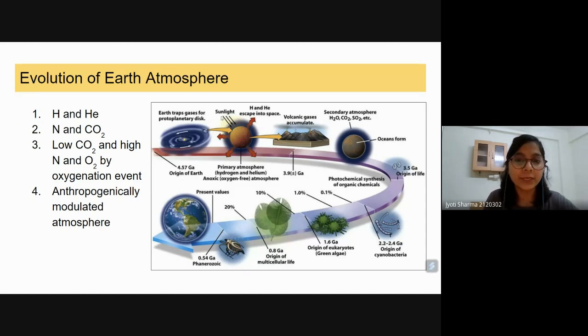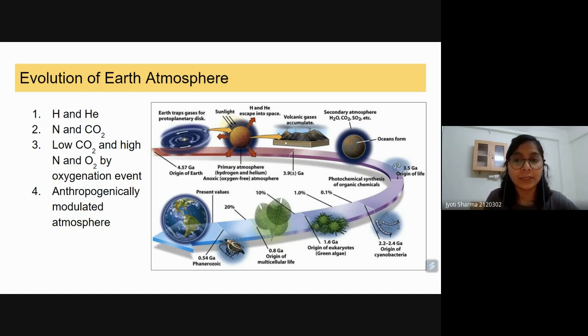But as we know, the sun has a solar wind. That solar wind can fade away the gases that we had at that time. So because of the solar wind, the helium and the hydrogen escaped into space. Okay, so at that time we had no atmosphere. This was the primary condition.